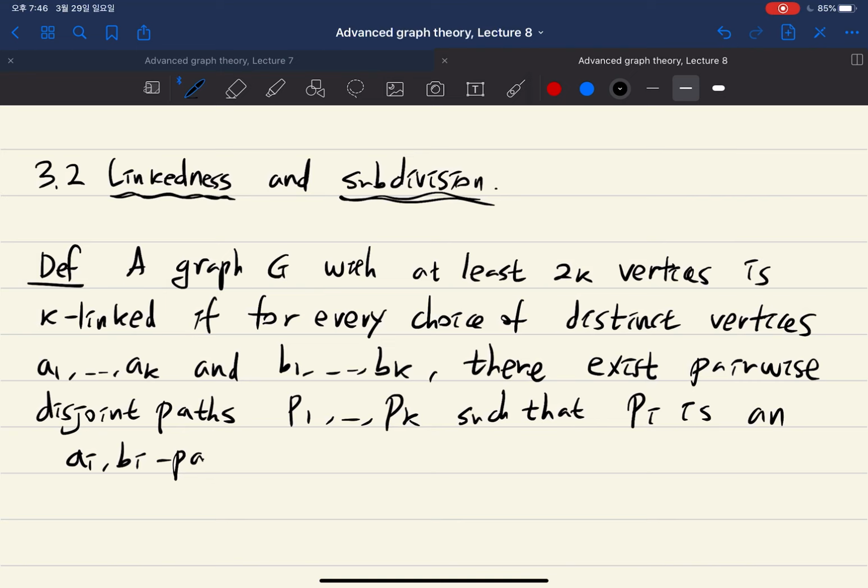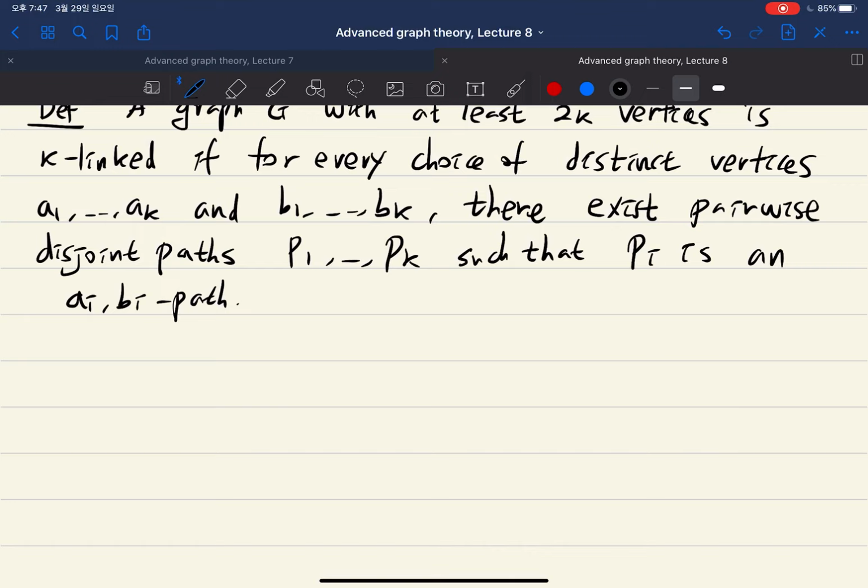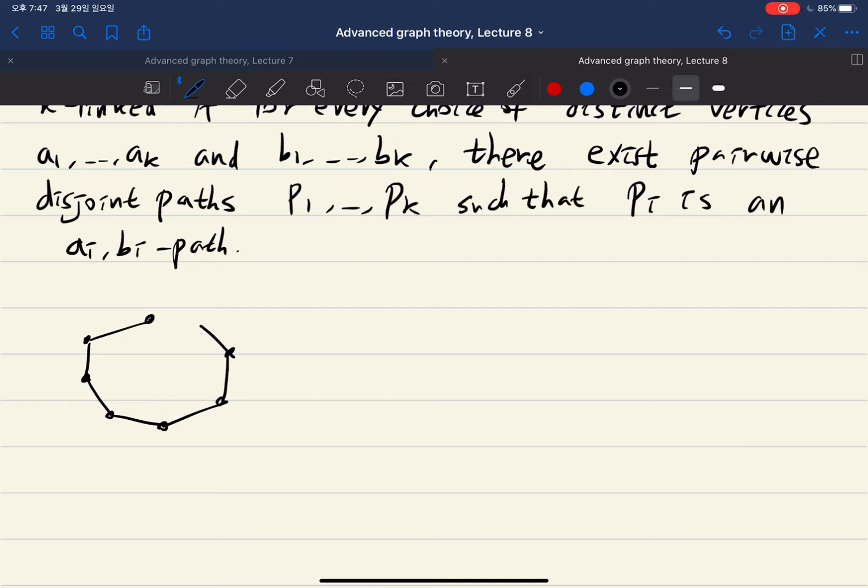So in general, k-connectedness and k-linkedness are not the same. For example, 1-connected and 1-linked are the same, but in general, for larger k, it is not the same. For example, if we consider a cycle, this is 2-connected. So 2-connected means that for any set of 2 vertices and another 2 vertices, we can find the 2 paths.